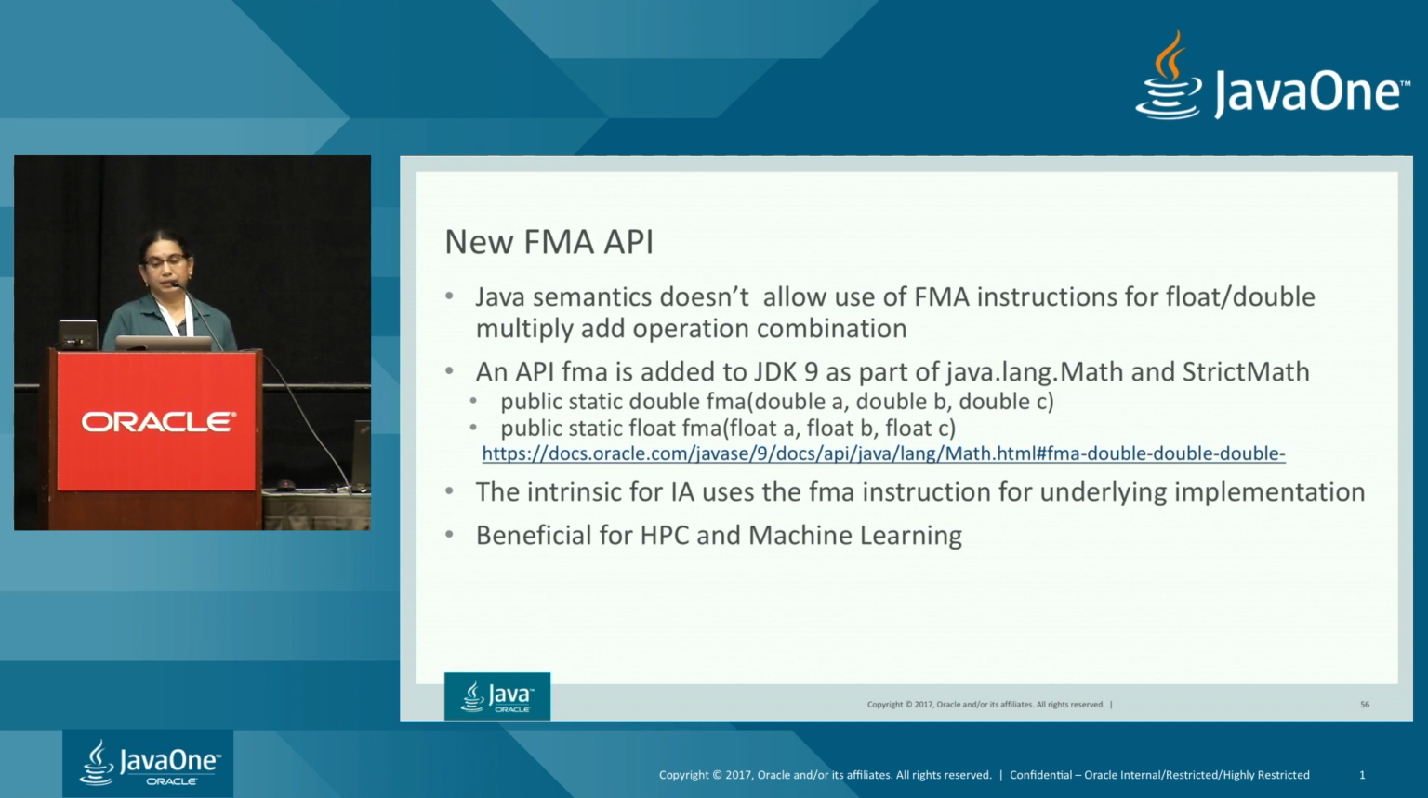FMA is used in convolution for image processing. It is used in matrix multiplication, in BLAS algorithms. So this is beneficial for HPC and machine learning.